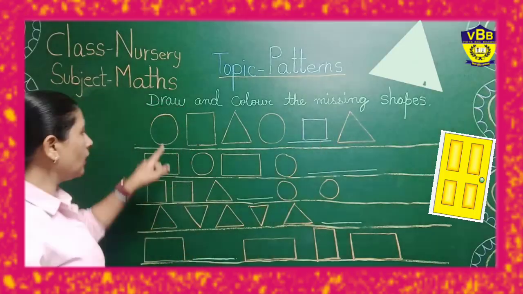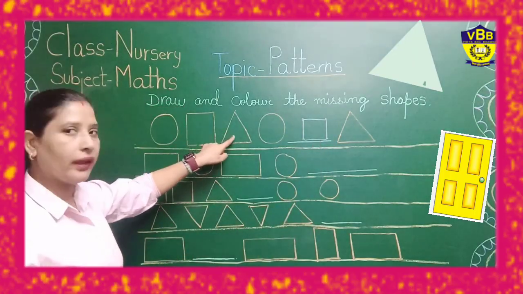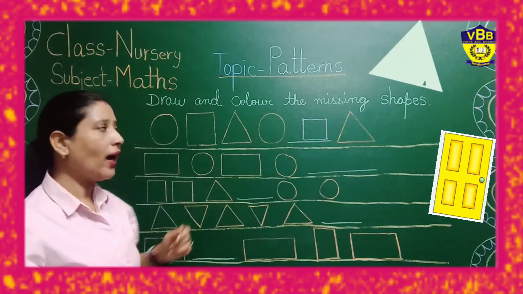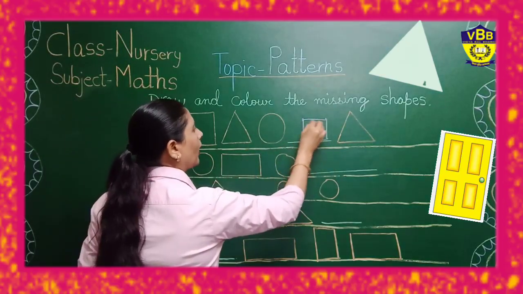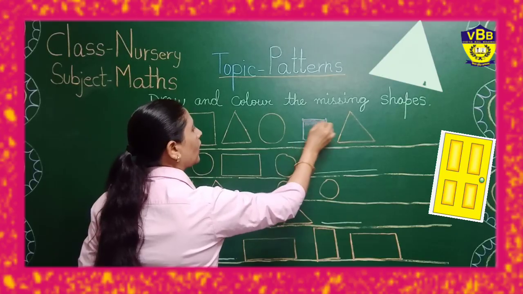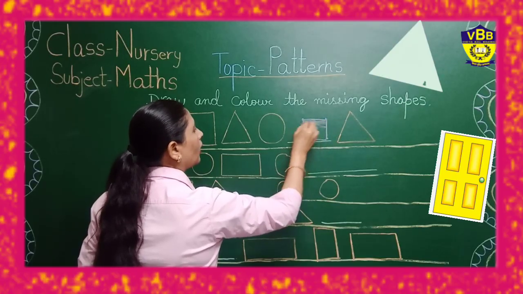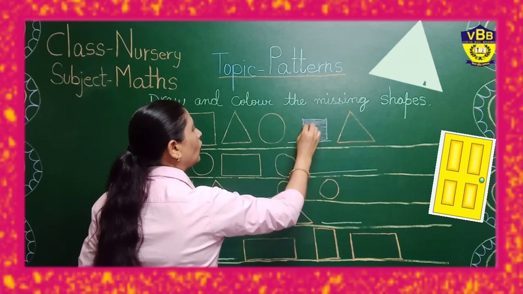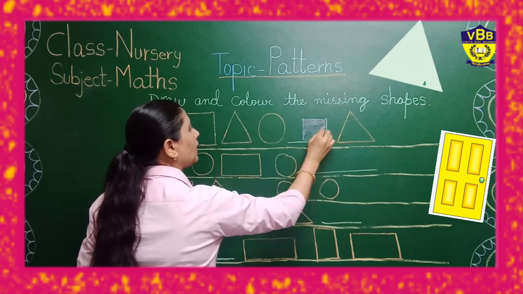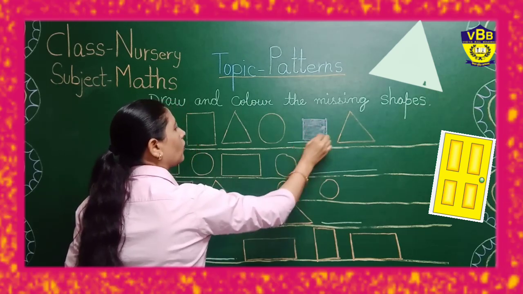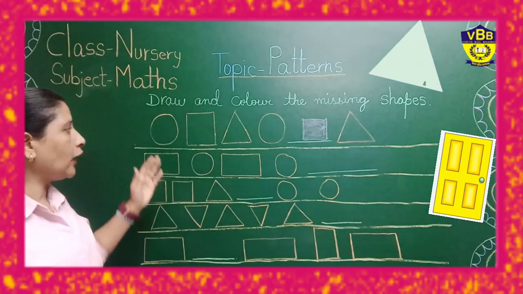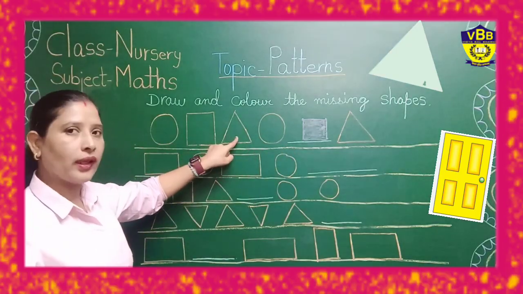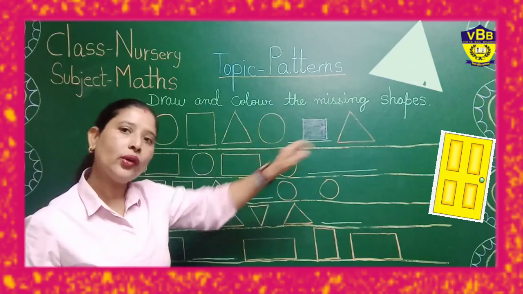Now you can see circle, square, triangle, circle, square, triangle. Now you have to color the square, and while coloring, make sure the color does not go outside the boundary. So you can see this is the first part which we have completed, and you can see this beautiful pattern: circle, square, triangle, circle, square, triangle.